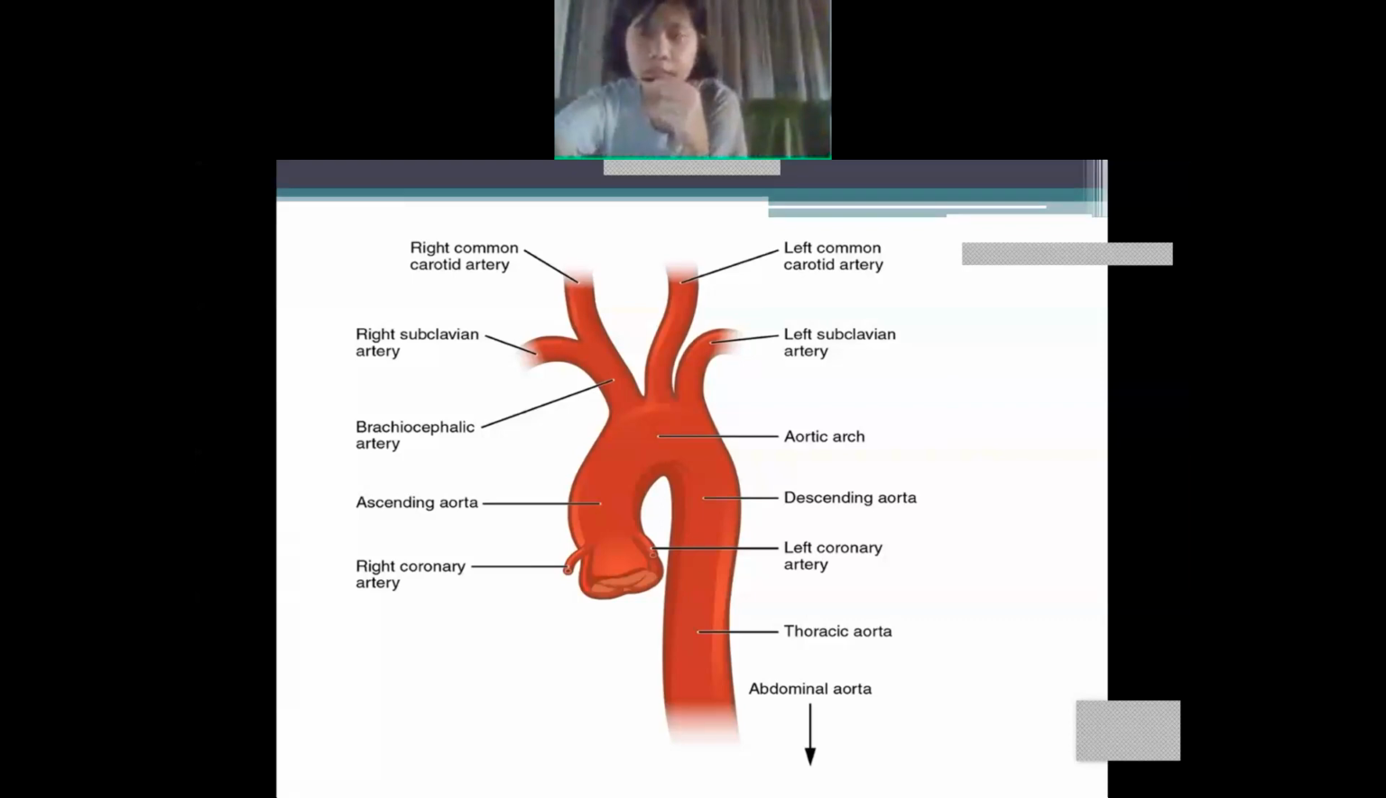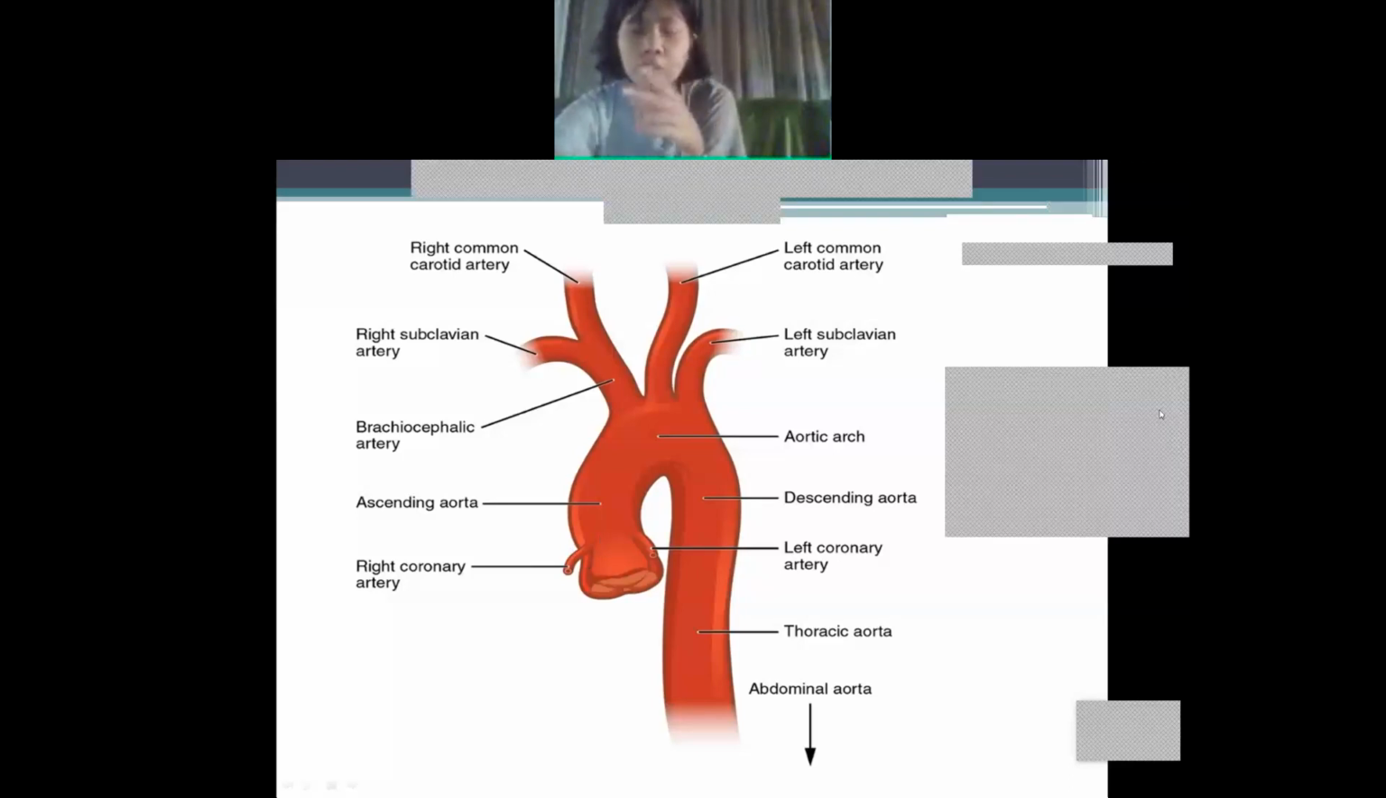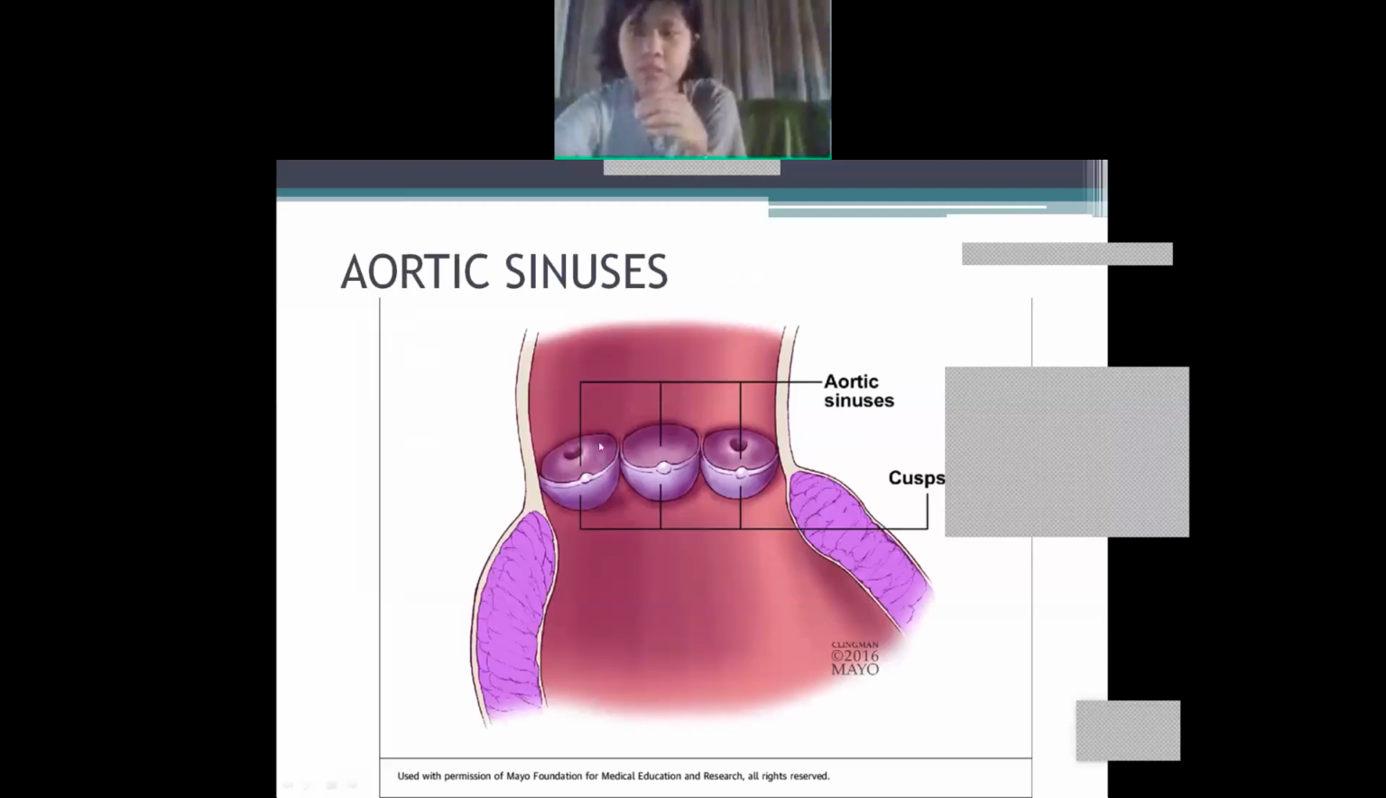Understand? Okay, now let's talk about the ascending aorta. The ascending aorta lies from where? It arises from the root of the left ventricle. So since here is the left ventricle, it is the starting point. And in this ascending aorta, you will find three dilatations, or else you can say vessels.